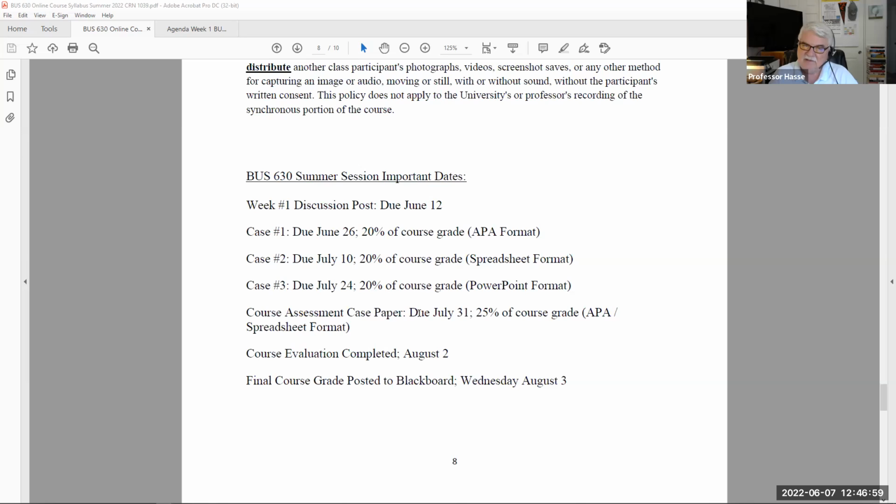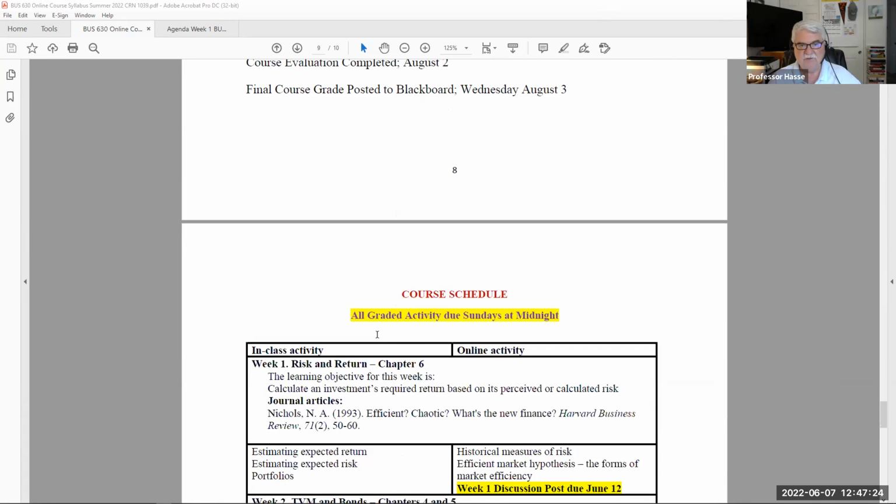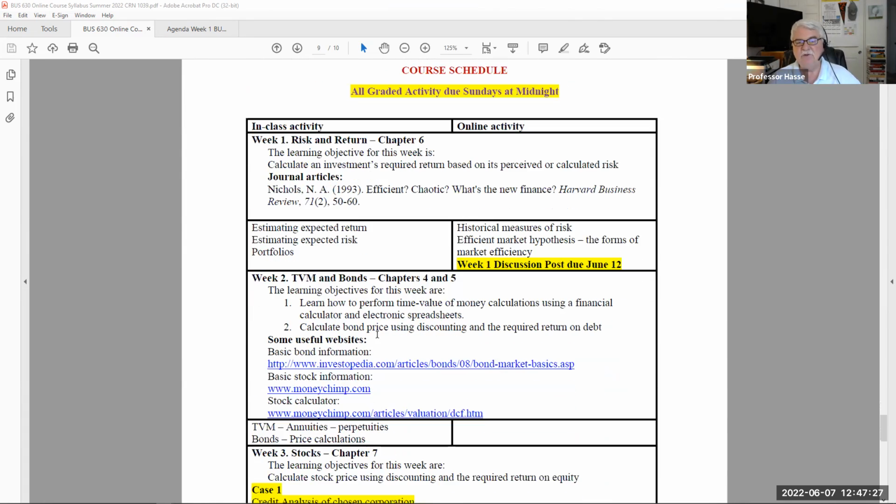Here are the important dates of our class this summer session, when particular assignments or case studies are due. As you can see, June 12th, this week, we have our first discussion post. Then we have our cases and the case paper, all leading up to our final grades being posted to Blackboard on Wednesday, August 3rd. That's if you complete your course evaluation, which I hope you all will do. And here's the specific calendar of detail of our activity.